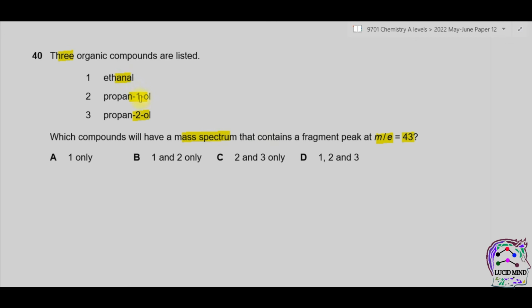First one is ethanol. Ethanol is the one having 2 carbon atoms. So we have CH3, C, O, H. Now let's find out the molecular masses of different sections. For carbon and hydrogen, we have 12 plus 3, it is 15. For this carbon, it is 12. For this oxygen, it is 16. For this hydrogen, it is 1. So let's see whether it makes 43 or not. So 15 plus 12 is 27. 27 plus 16 is 43.